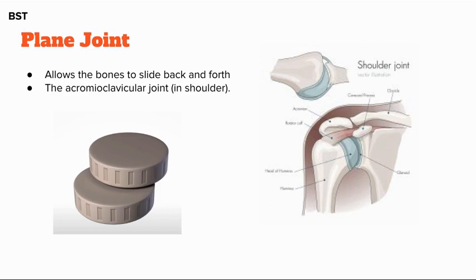The plane joint allows the bones to slide back and forth. One example of this joint in the body is the acromioclavicular joint in the shoulder.